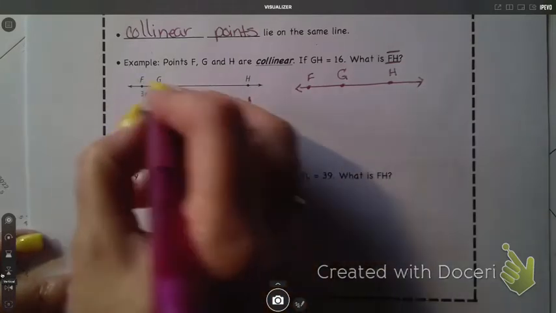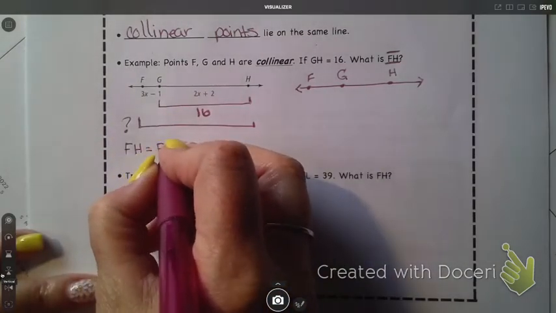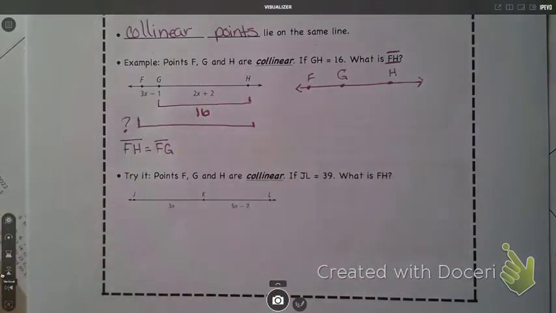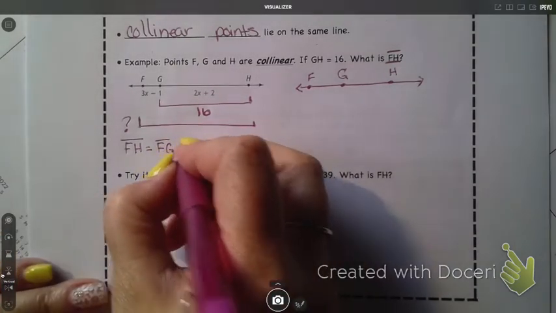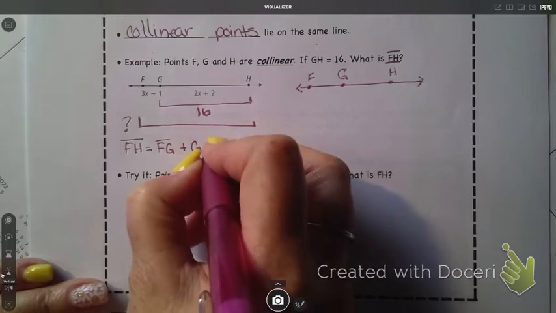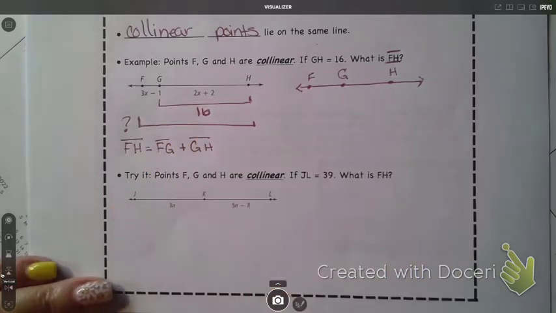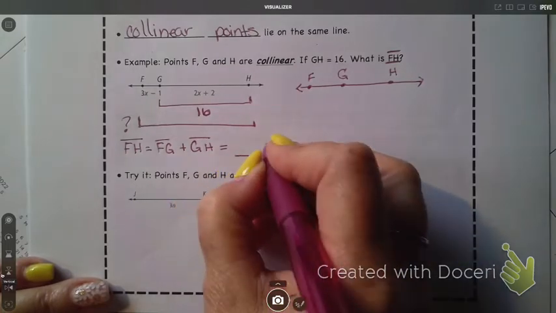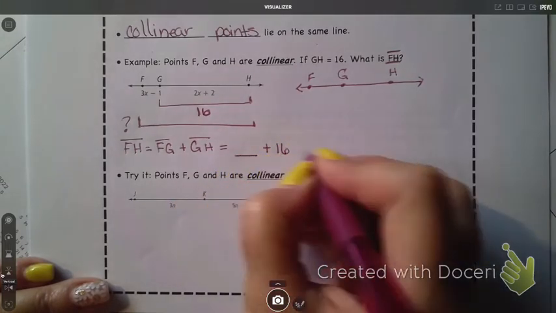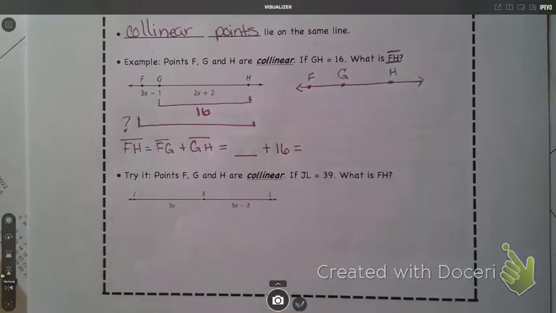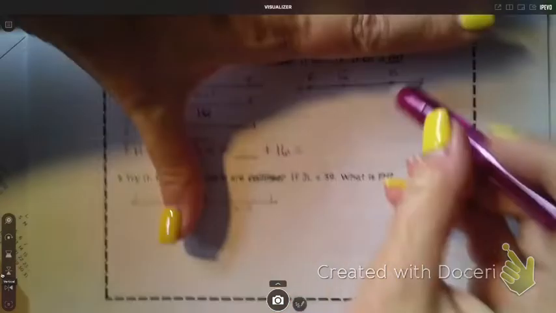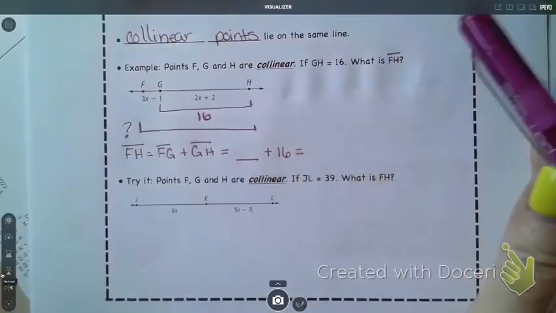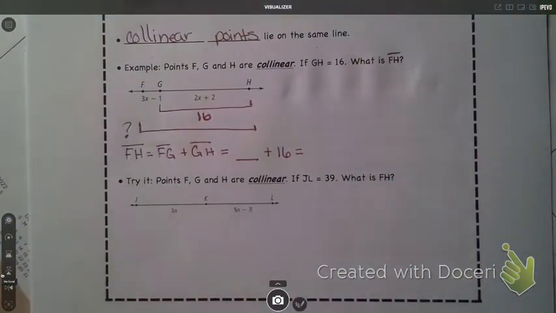I need to figure out what F to G is and do what with it? Add it to, no, we're doing letters, so add it to what? G and H. Okay, G and H. Do you see how I'm doing letters? I'm going to stick with letters. So I essentially need to figure out what FG is and add it to 16. So do we have a plan? Yes. Okay, so now we have a plan, and now we have to figure out how we're going to figure out what FG is.